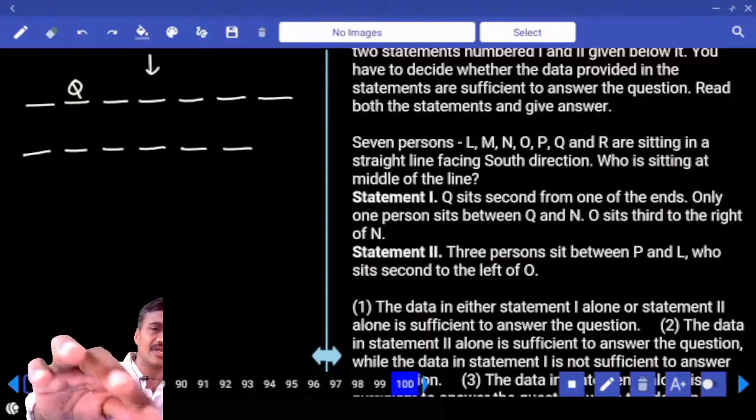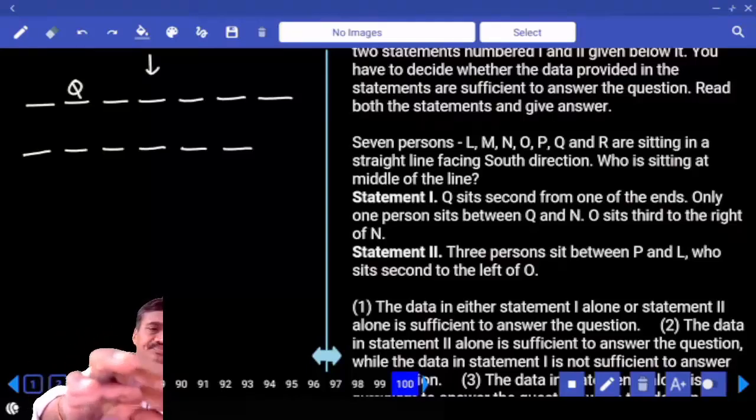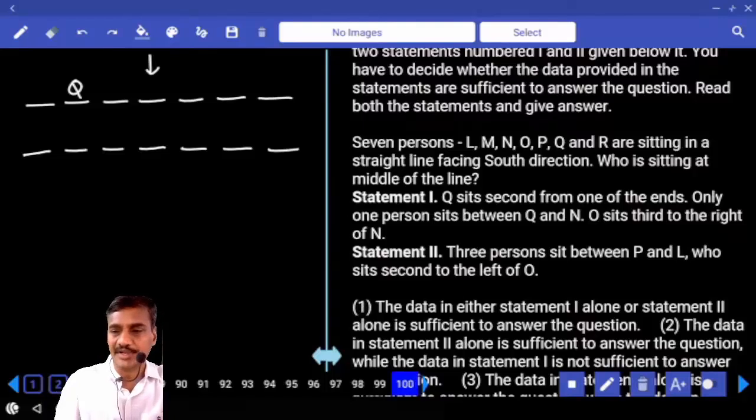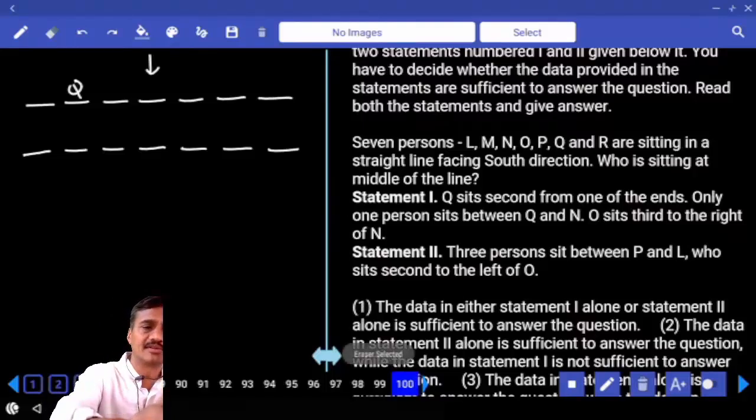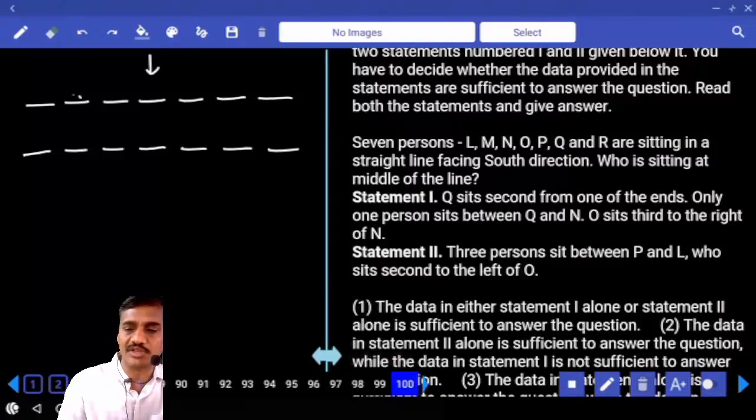Then what is the next one we have? Next, 3 persons between P and L. Now 3 persons between P and L. L sits second to the left of O. Now is there any information also? No information. And so 1 alone is sufficient. Choice 1, question number 100. Clear? Now we are left with one more.